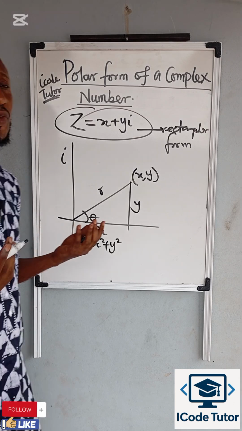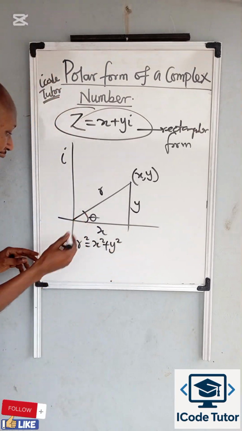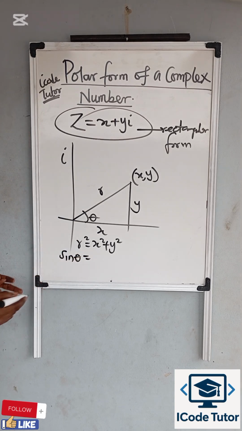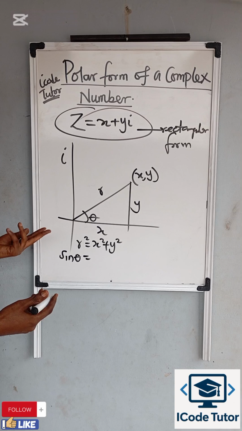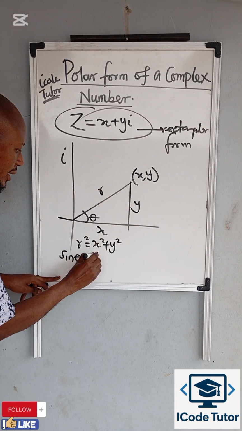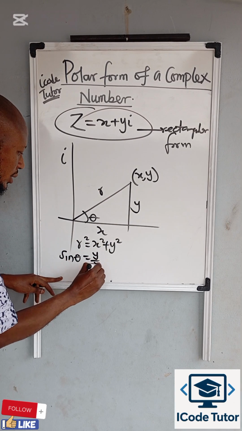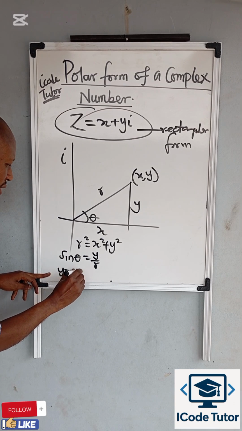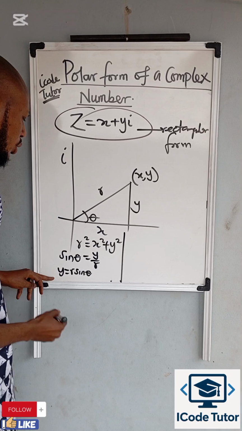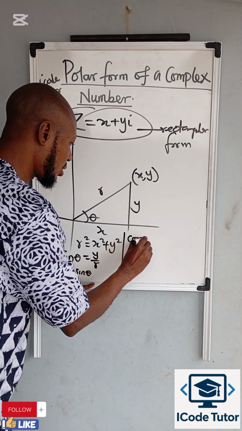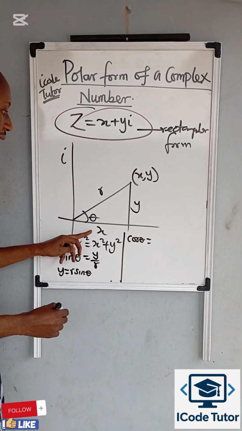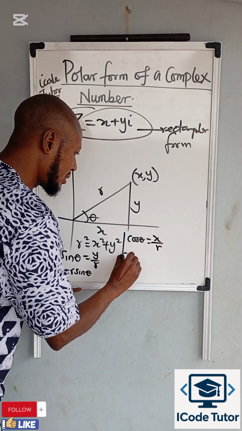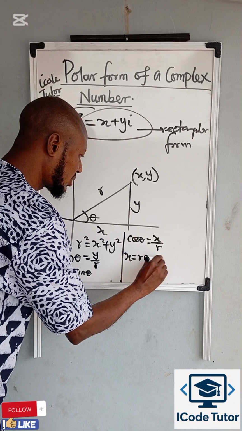Now from a trigonometric form, as you all know, sine theta equals opposite over hypotenuse. That is y divided by r. Cross multiplying, we have y equals r sine theta. And also, cos theta equals adjacent over hypotenuse, that's x over r, x divided by r. Now our x equals r cos theta.